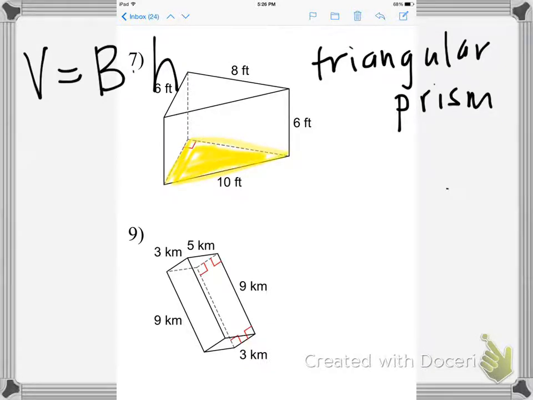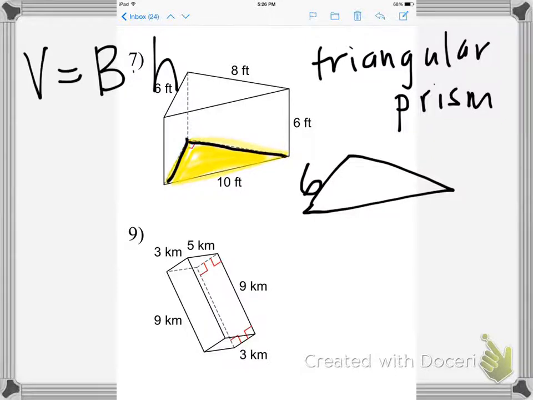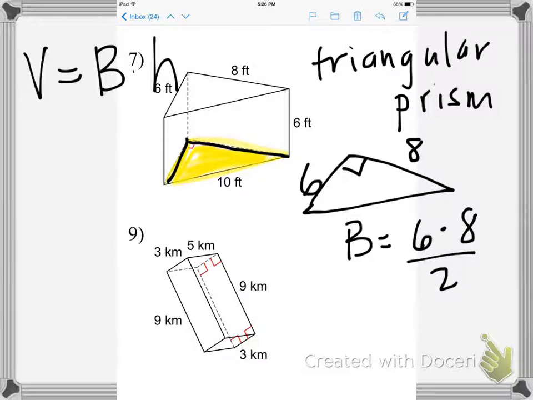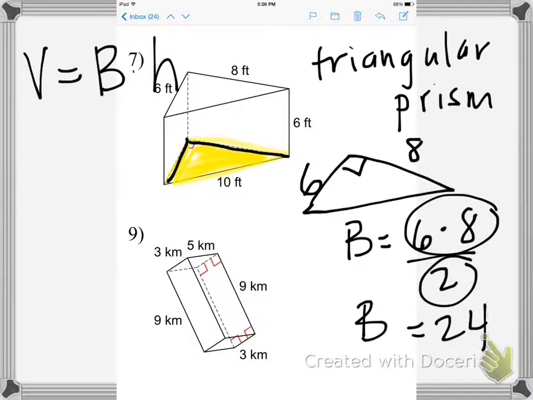And to help you kind of see the base, I'm going to draw it separately over here on the side. And this side is 6. This side is 8. And this is a right angle. So the area of this triangle is base times height divided by 2 because it's a triangle. So this is 48 divided by 2. The area of the base is 24.